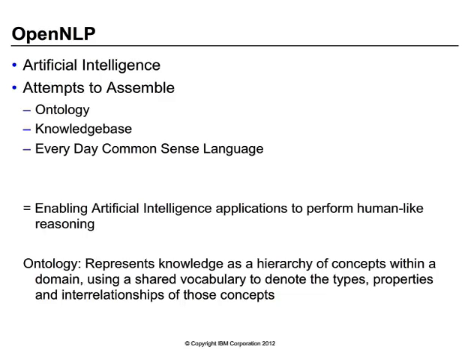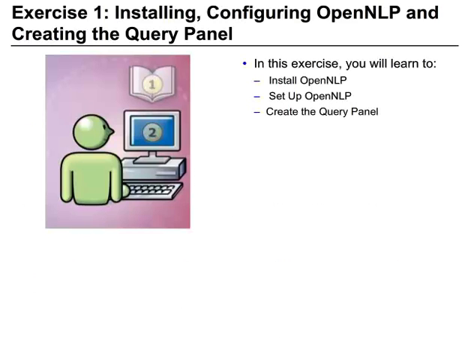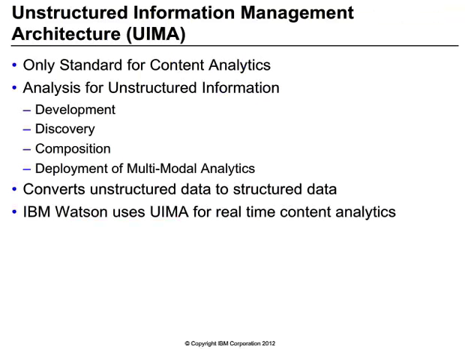Since we just want to learn the concepts of how IBM Watson understands a question using an artificial intelligence application, we will limit ourselves to simple questions that will not need to go through an elaborate OpenNLP environment. In this exercise, you will learn to install OpenNLP, set up OpenNLP, and create the query panel. Now let us talk about UIMA, or Unstructured Information Management Architecture. This is the heart and soul of IBM Watson when it analyzes tons and tons of unstructured data.